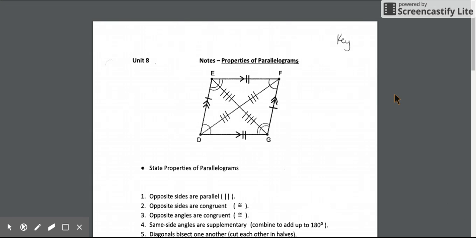In this video, we're going to focus on parallelograms and their properties, and then we'll use their properties to help us solve for some unknown measures. So first, let's talk about the properties of a parallelogram.